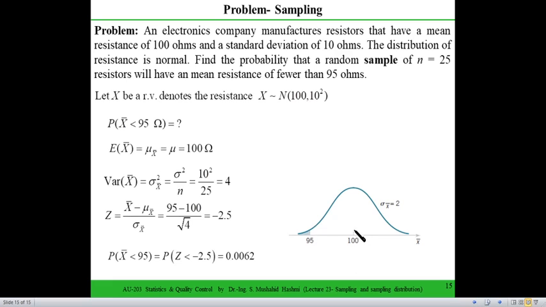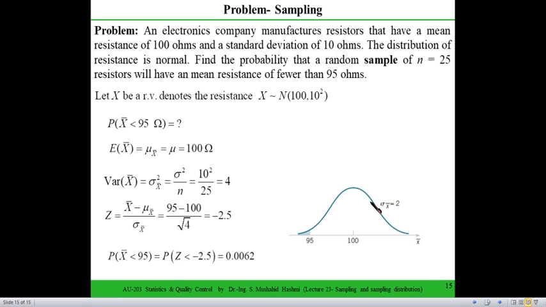As we know, its population mean is 100, and the variance of the distribution is 4, so its square root would be 2, and for that particular distribution, this is a very small probability that your resistance could be smaller than 95 ohms. So if, let's say, the problem asks for the probability that it is greater than 95 ohms, then it would be 1 minus 0.0062, because that represents that area.